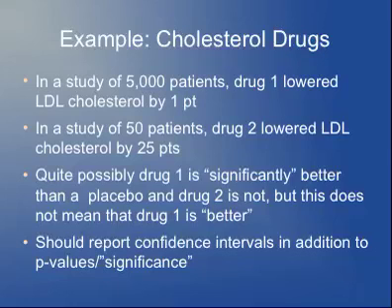So if we had a study with 5,000 patients, and drug 1 lowered LDL cholesterol by 1 point, and then we had another study where we had 50 patients and drug 2 lowered LDL cholesterol by 25 points, we can see that in this second study, the drug seems to be a lot more effective than drug 1. But quite possibly drug 1 is statistically significantly better than placebo, and drug 2 might not be, and that just has to do with how many people were in the study.